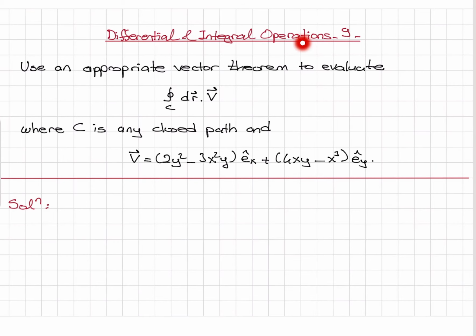Differential and integral operations 9. Use an appropriate vector theorem to evaluate the closed contour integral ∮_C dr · v, where C is any closed path and vector v is (2y² − 3x²y) ex hat + (4xy − x³) ey hat.